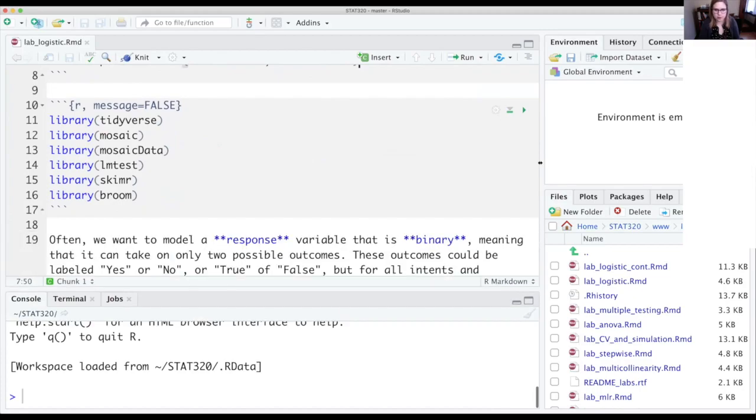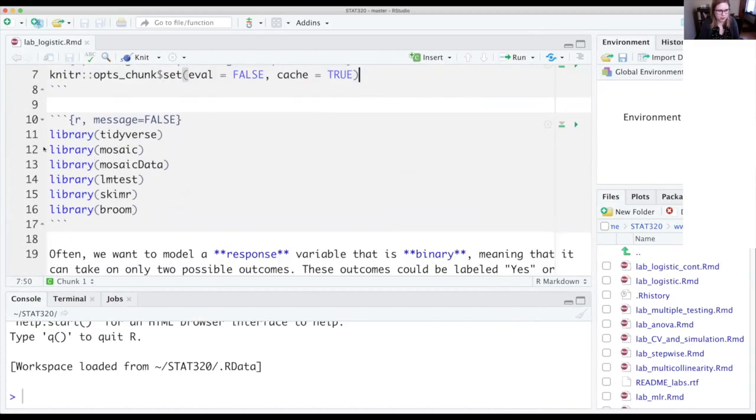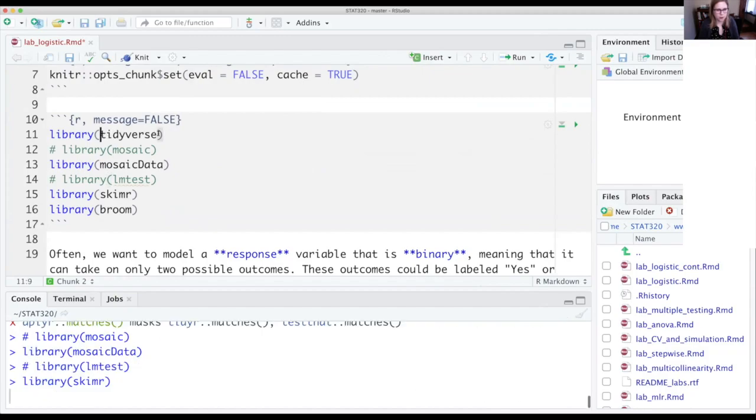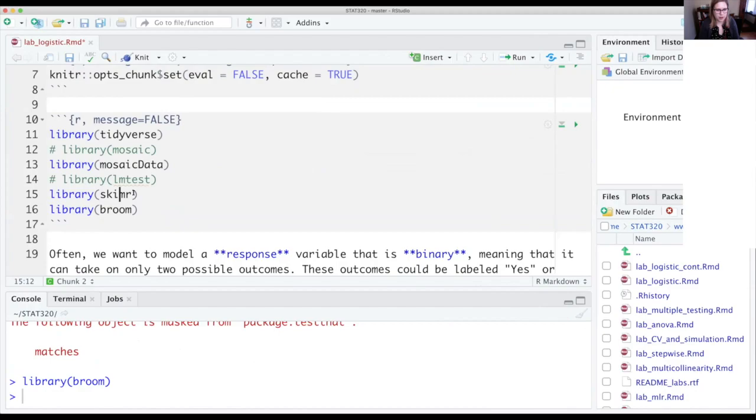So the lab starts with a bunch of packages. I think you don't actually need the Mosaic package or the LM test package for this lab, but I'm not 100% sure. I'll try commenting them out and maybe we'll have to bring them back. But we've got the tidyverse package, which I think we're all pretty familiar with at this point. We've got the skimmer package, which I show a lot. The Mosaic data package is just a data package that I'm getting my data set from. And then the package that's really new today is the Broom package.